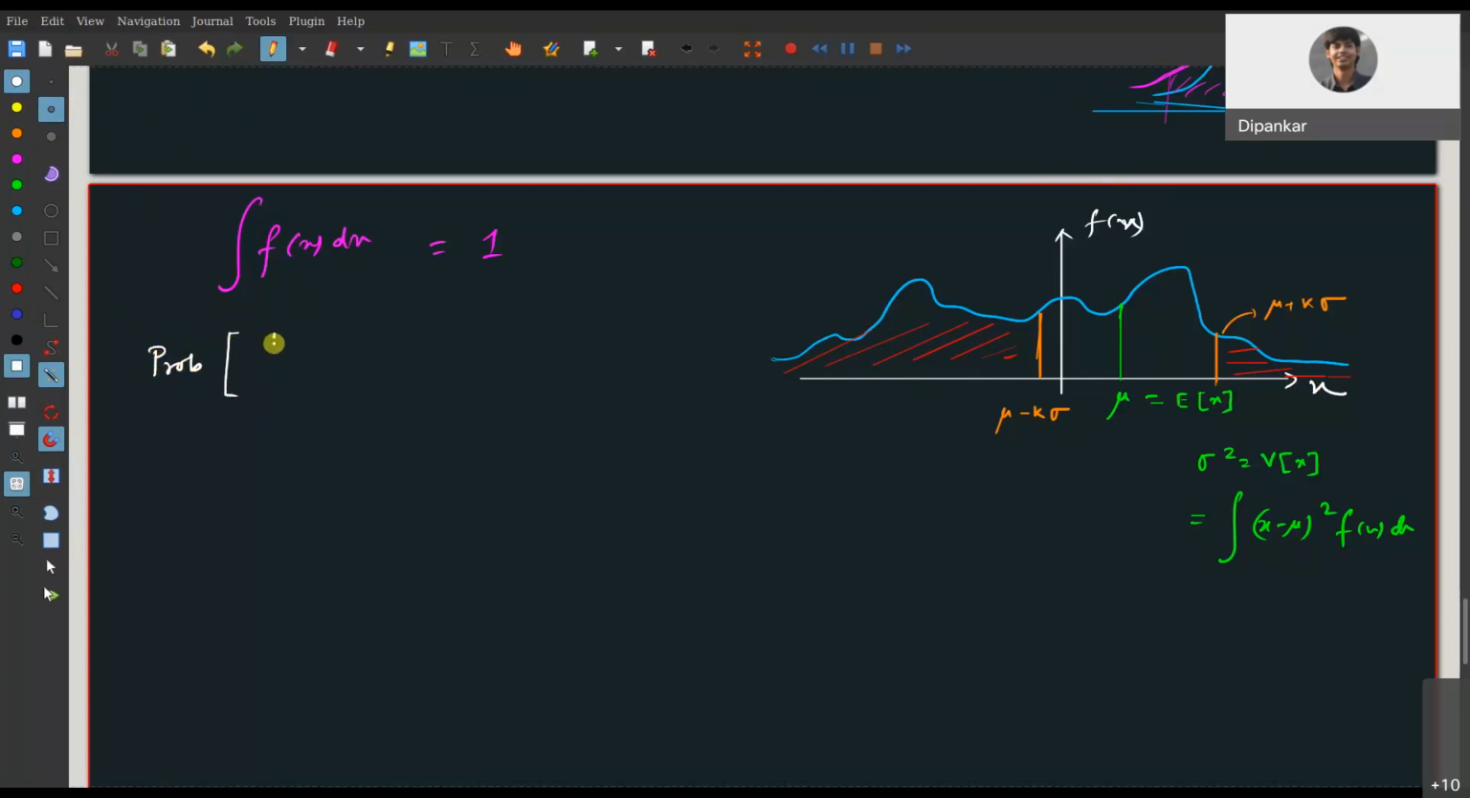of mod of x minus mu to be greater than k sigma. Okay, and what is this? Now, if I want you to take a guess, can you tell me with any confidence how I can possibly figure out this value if I do not know this f(x) distribution?